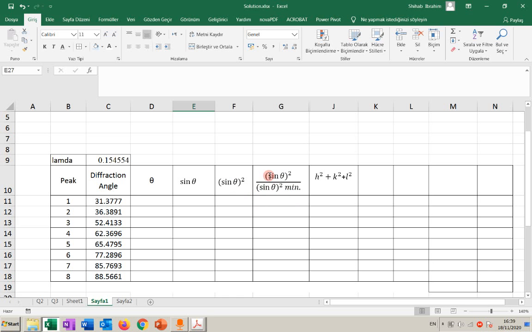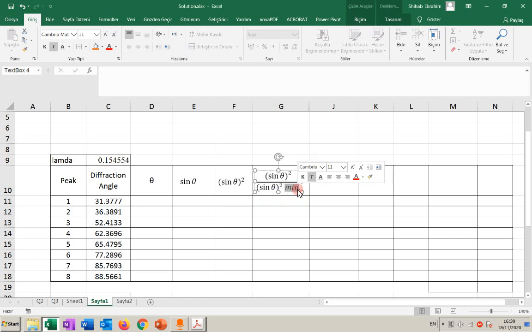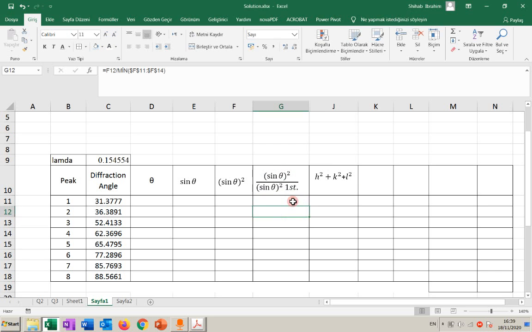if we want to find this, we divide every sine square by the first sine square, this minimum. This minimum is going to be for the first one. Sometimes you write it as first. I'm writing it first, I mean the sine square of the first peak.